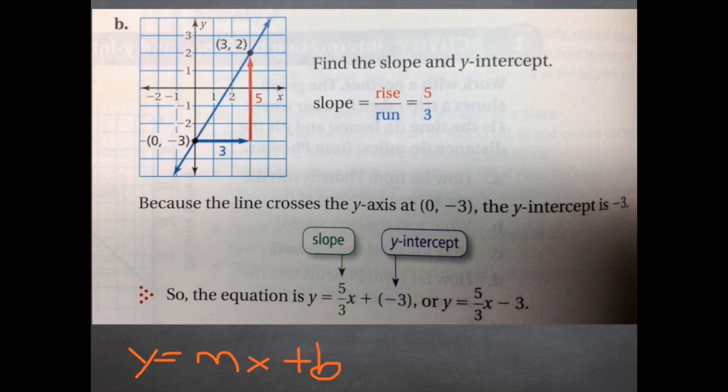So they have written out the slope as 5/3x plus a -3. The -3 comes from right here, and that is where this line crosses the y-axis, the y-intercept. They've written it out as y equals 5/3x plus a -3, or you can write it out as y equals 5/3x minus 3, which is the same thing.